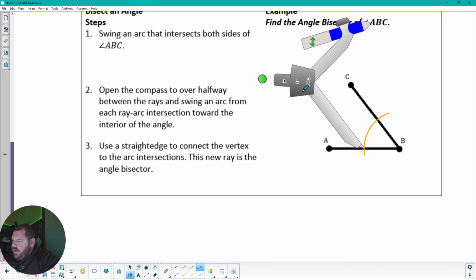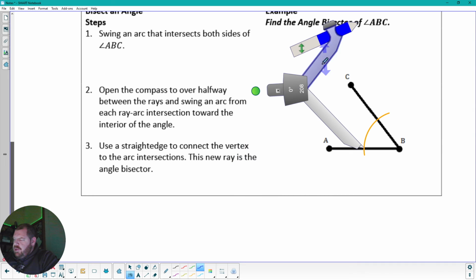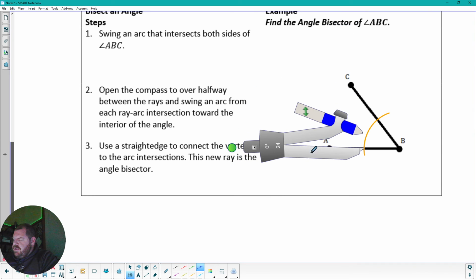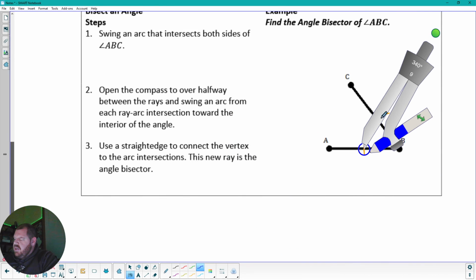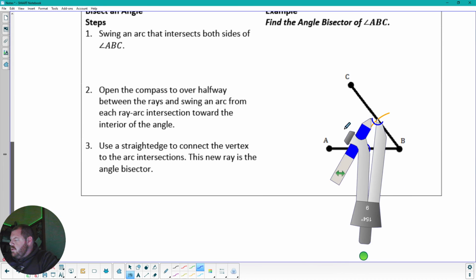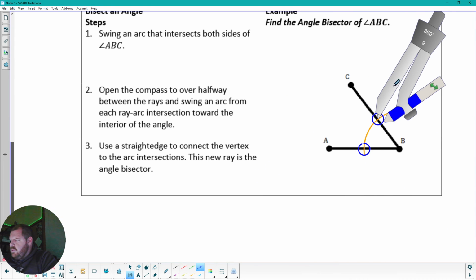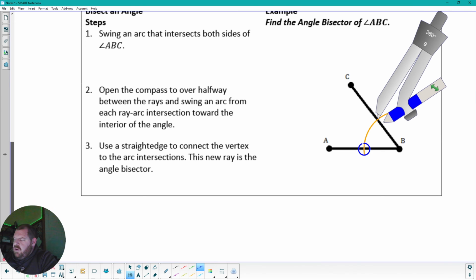if I was way out here, that just means that my two arcs are going to intersect way out there. If I'm closer, then my arcs might intersect right there. If I'm too small, my arcs won't intersect. Let me show you what that looks like just real quick. If I choose this size, which is not over halfway, my two arcs, and in fact I just drew them as circles, they don't intersect. So I can't tell where they intersect. So that's why we say it has to be over halfway.